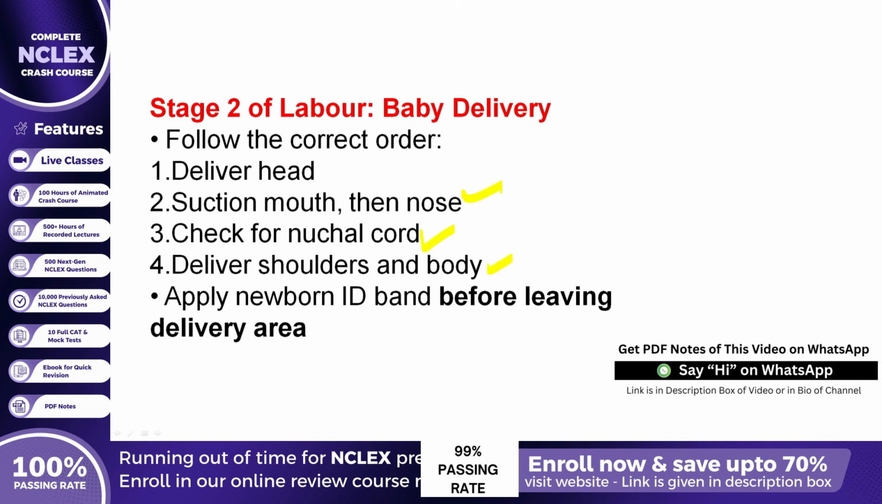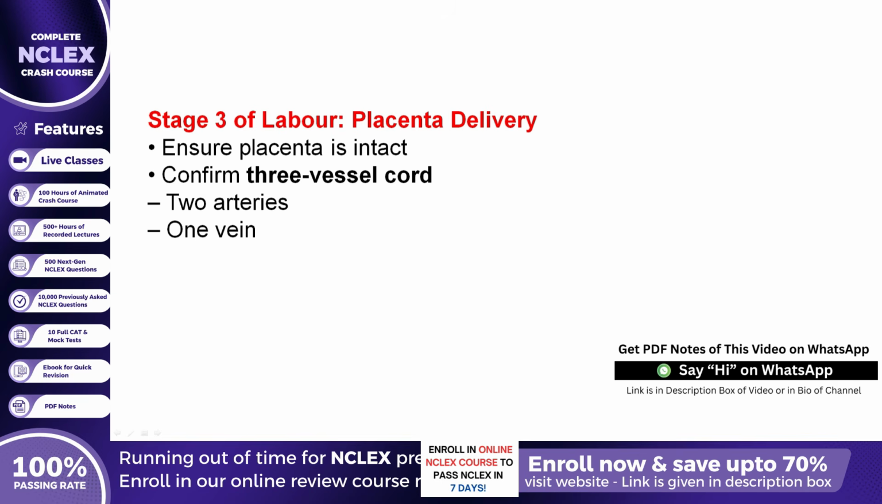Finally, we make sure to apply the newborn identification band before leaving the delivery area. And now we arrive at stage 3 of labor, which is the placenta delivery stage, where we ensure that the placenta is intact. We also confirm the 3-vessel cord, which includes 2 arteries and 1 vein.